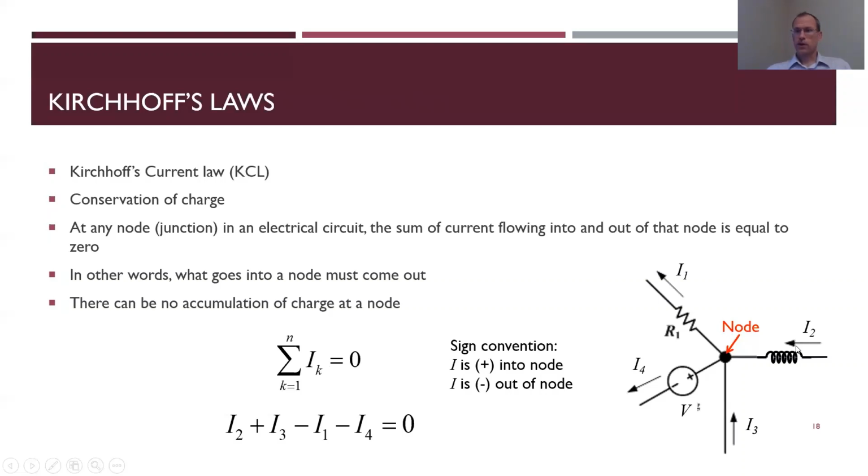So here I have I2 going in, I3 going in, I1 going out, I4 going out. Sign convention is positive into the node, negative out of the node. So going in, I2 and I3, both positive. Going out, I1 and I4, both negative. Total of that equals 0. So that is Kirchhoff's current law.